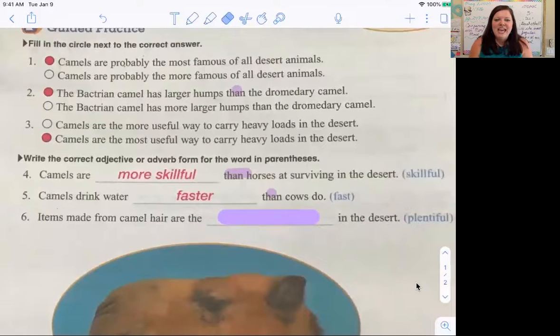Look at that big camel. Items made from camel hair are the blank in the desert. The word that we're using here is plentiful. Did you notice how large of a word plentiful is? Did you also see our little clue, the? What do you think is going to go in the blank? If we're dealing with a large word and the comes out in front, aren't we comparing three or more things? Let's add most. Items made from camel hair are the most plentiful in the desert.